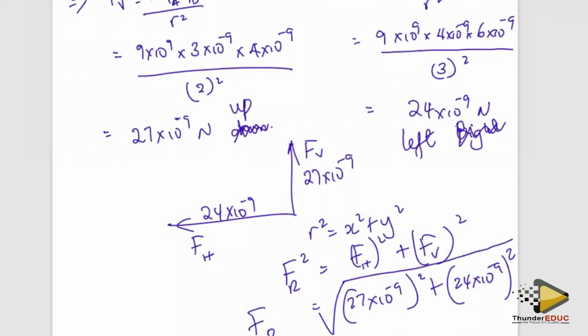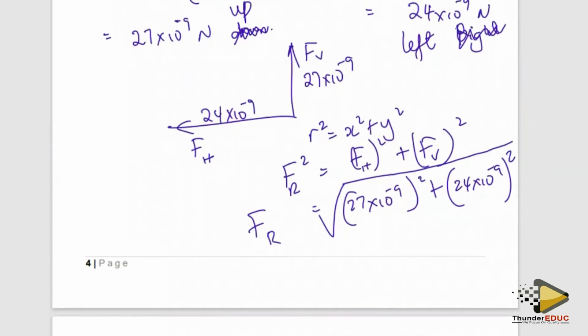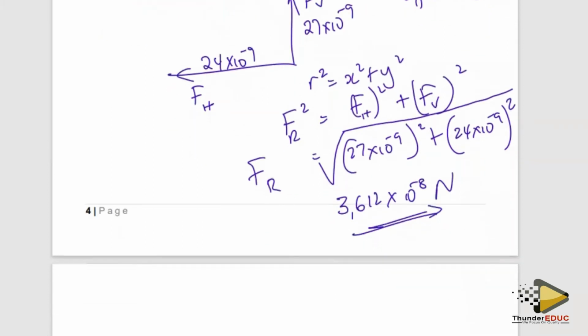Okay, I need brackets here. 27 times 10 to the negative 9, squared, plus 24, brackets please, times 10 to the negative 9, but also squared. Okay, I'm having a very small number. It is 3.612 times 10 to the negative 8 newtons. So that is the net electrostatic force.